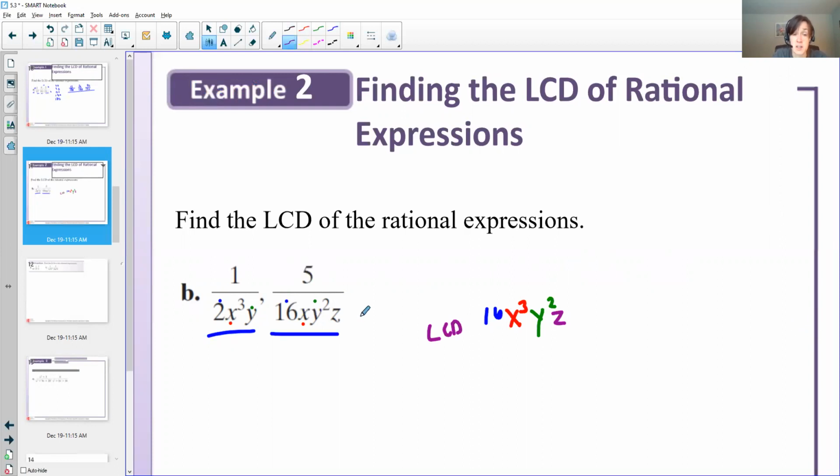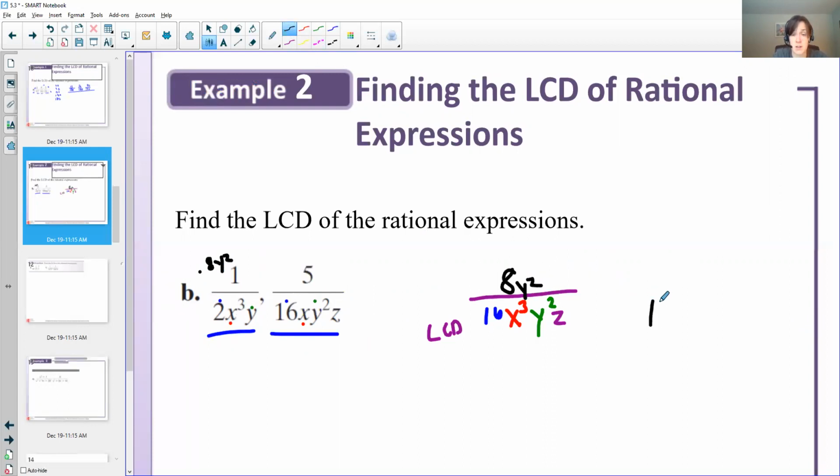To change these into equivalent fractions, though, I have to use that. So how did I change this first fraction? Well, I turned a 2 into a 16. That means I have to multiply by 8. X cubed is the same. Y, I have an extra y, so I need an extra y, and I have a z. So the top becomes 8yz.